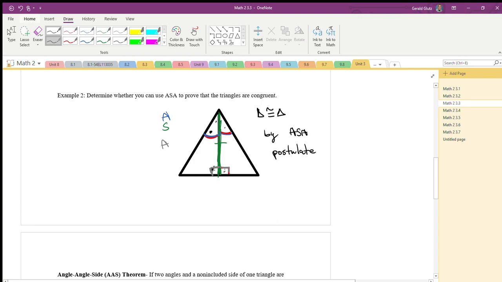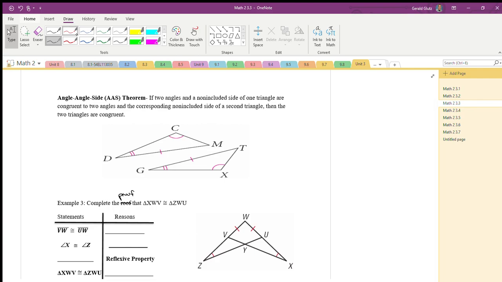So moving on to the next page. This time we're going to be talking about AAS, or angle, angle, side. So it's pretty much the same thing, just in a different order. So first thing I'm going to look at is whatever they give me. So in this example, angle C and angle X are congruent. Angle D and angle G are congruent.